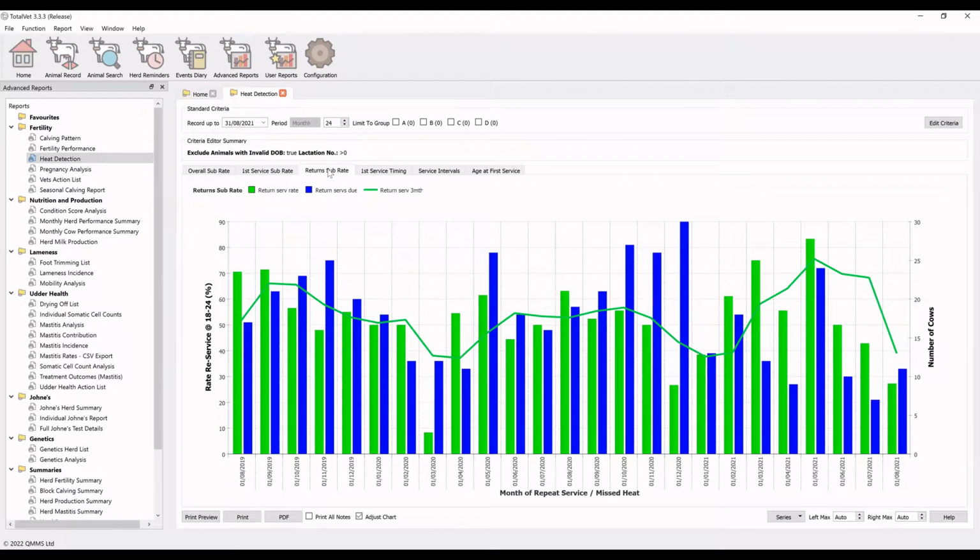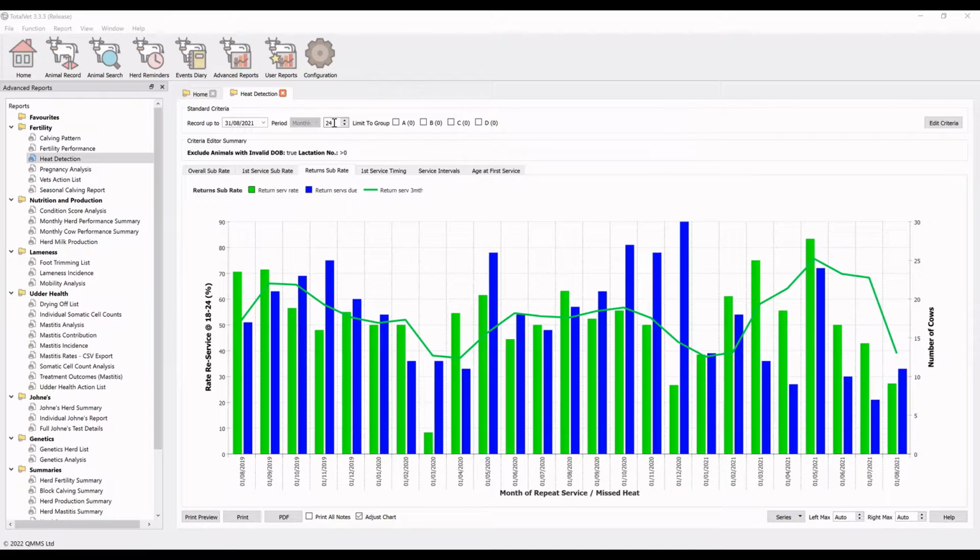Next, we look at the return submission rate on this farm, and generally the return submission rate is higher. It's averaging between 50, 60, 70% over the last 2 years. Again, there is a little bit of seasonality in heat detection, heat expression, or deliberate service patterns. At the moment, we're looking at heat detection for return services over the past 2 years, but if we wanted to look over a longer period, we can do that by changing the criteria in the standard criteria pane.